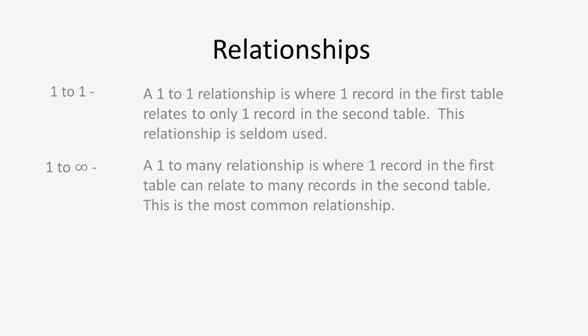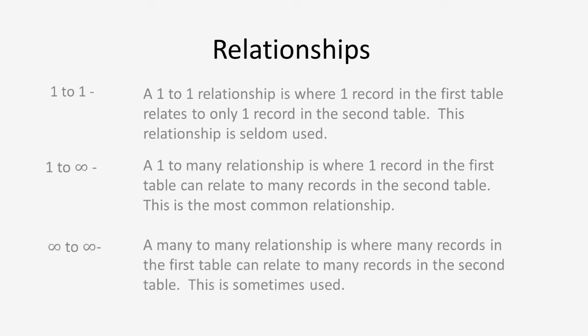Now this can also be flipped around and be a many-to-one relationship. It just depends on which table you have on the left and which table you have on the right. It's the same type of relationship. The last we're going to talk about is a many-to-many relationship, which is where many records from the first table can relate to many records in the second table. This type of relationship is sometimes used.